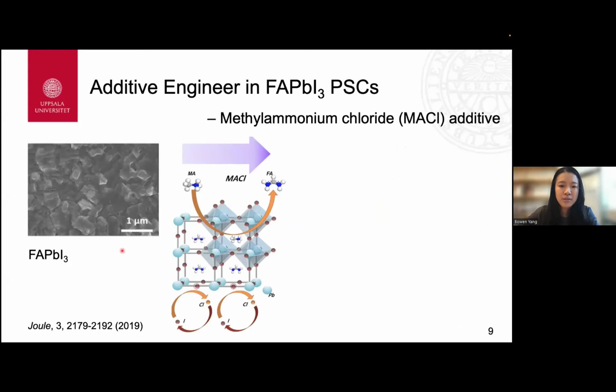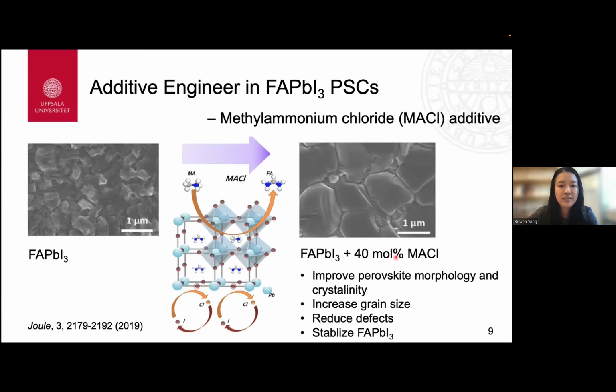To modify the bulk of FAPI perovskite, additive engineering with, for example, methylammonium chloride has already shown great success in the literature. Researchers have found that adding a certain amount of methylammonium chloride into the formamidinium lead iodide perovskite precursor solution can significantly enhance the quality of the resulting FAPI film. The additional methylammonium chloride can dramatically increase the perovskite grain size, improve the morphology and crystallinity, and also reduce the bulk defects. As a result, the perovskite film quality and stability are greatly improved.